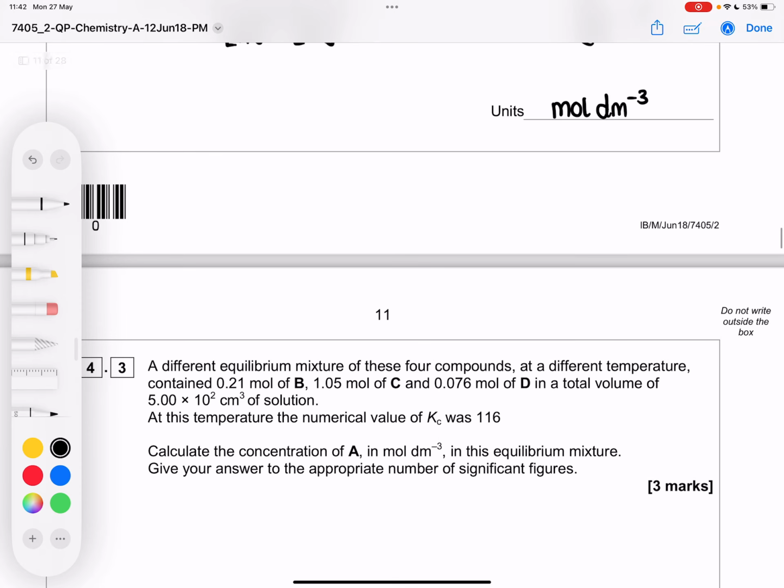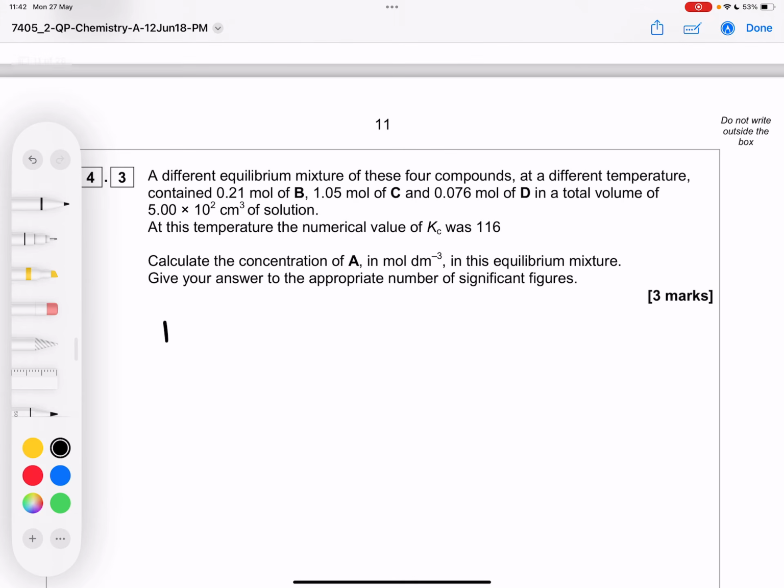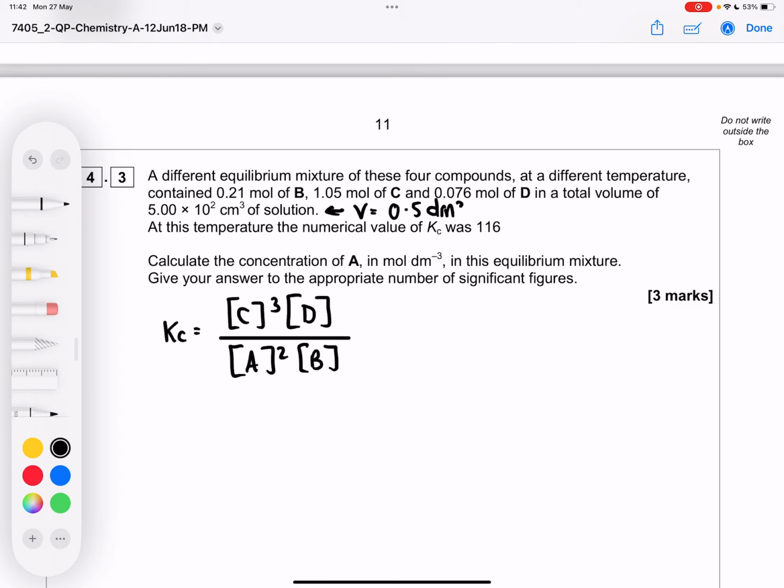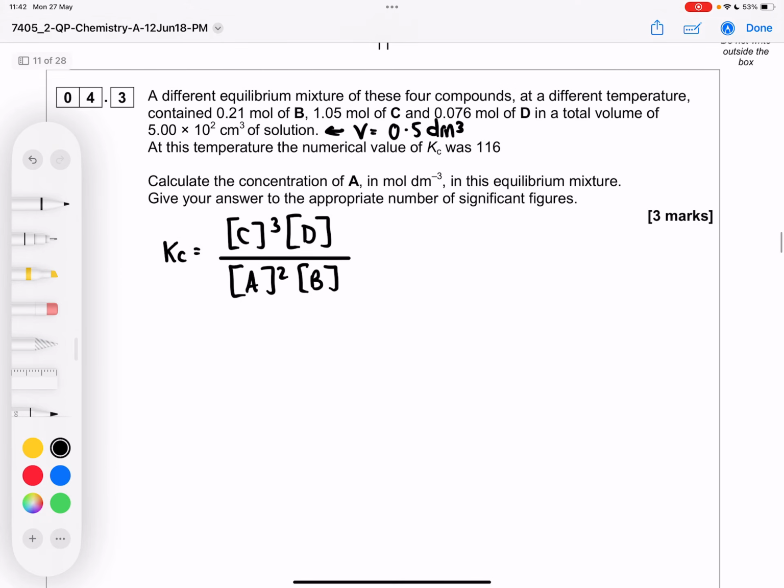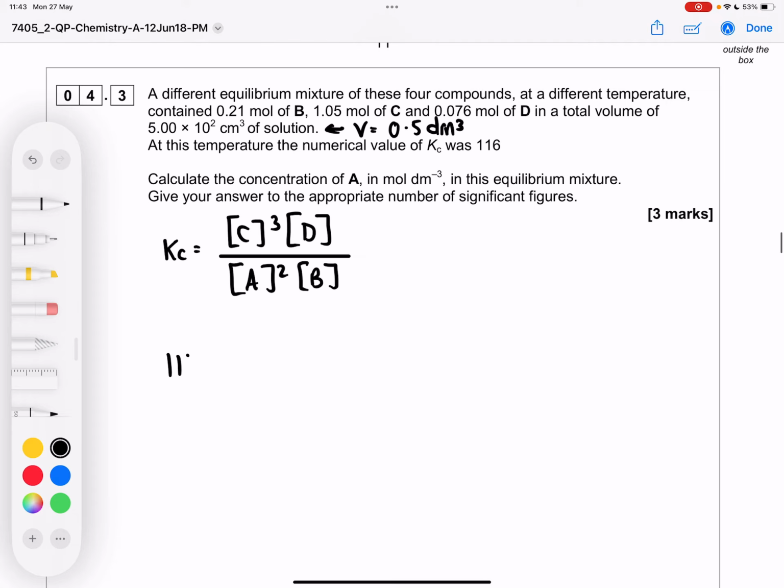Now, it's given us a different equilibrium mixture of these 4 compounds. So let's just rewrite our expression so we can remember it. So it was C cubed times D over A squared times B, all concentrations. Everything they've given us is moles. So we're going to need to convert moles to concentrations, which is why we need this volume. But they've given it as 5 times 10 to the 2, which is 500 centimetres cubed. Now, if we convert that to decimetres cubed, we'll see that that is 0.5 decimetres cubed to allow us to calculate concentrations. So it says Kc is 116.